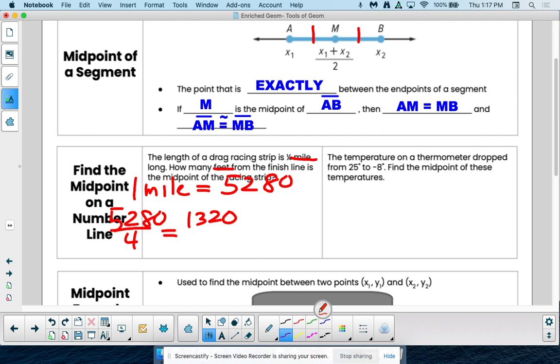So end to end, that's our racing strip. How would I find the middle? Divide by 2. You guys are good. Do it for me. 660. Do we agree with that?